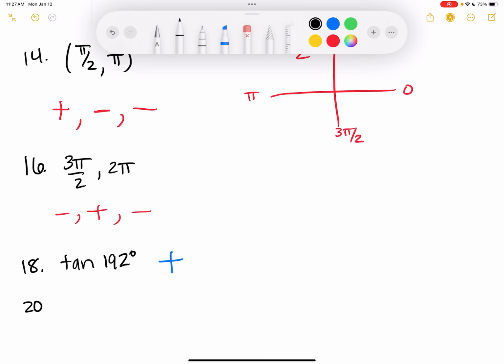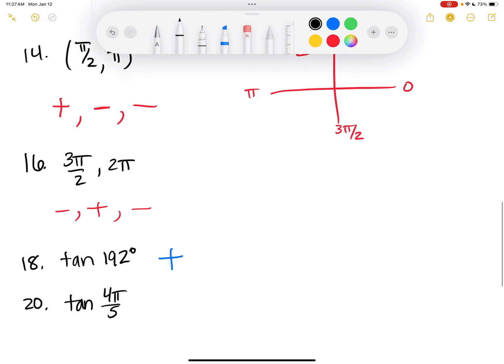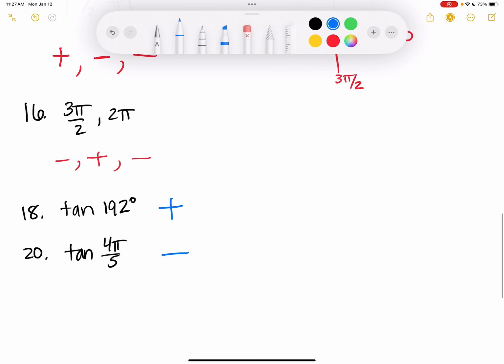Number 20, tangent of 4 pi over 5. What quadrant is that in? I don't even know where 4 pi over 5 is. Well, is 4 pi over 5 bigger than a half? So it's got to be over here, and it's less than 1 as a fraction. So what is tangent in quadrant 2? Negative.